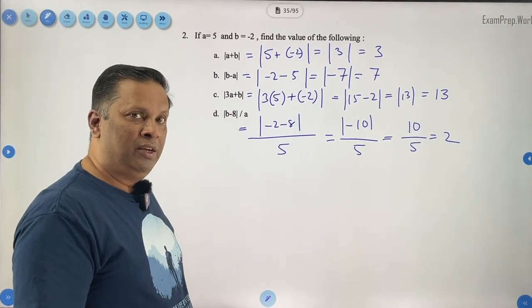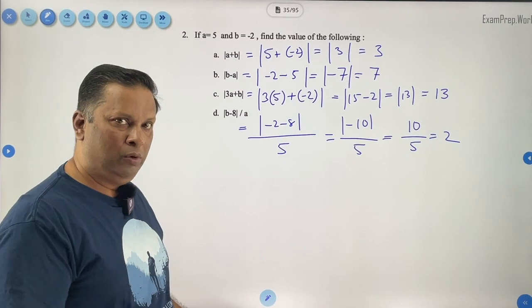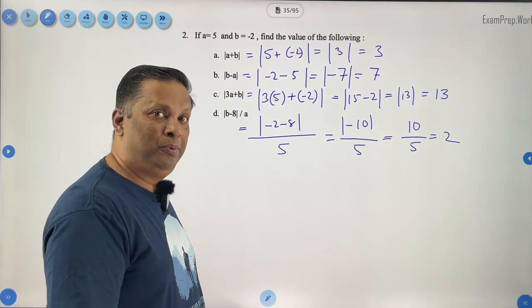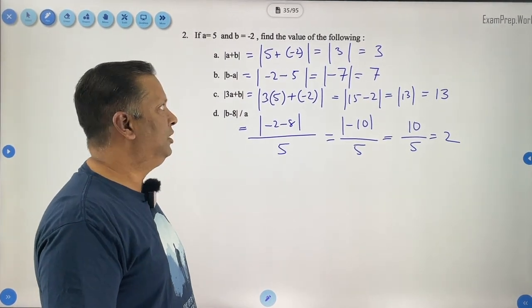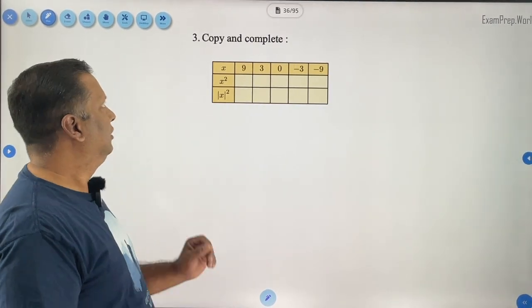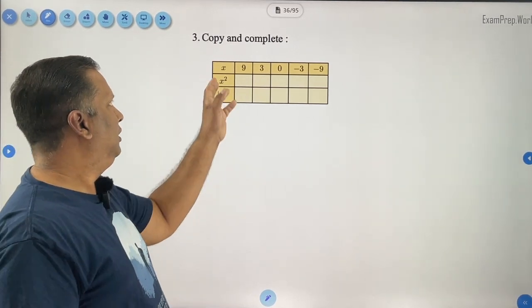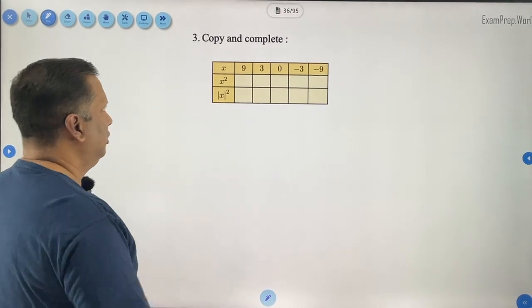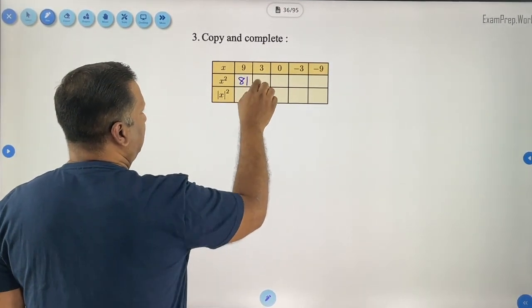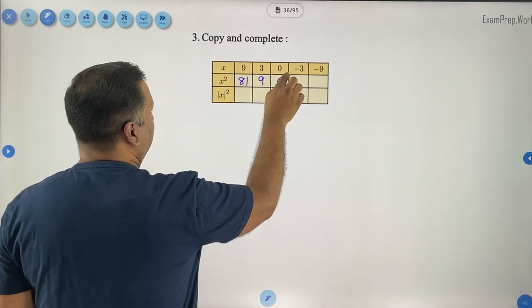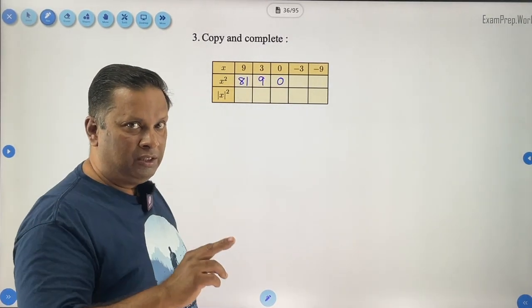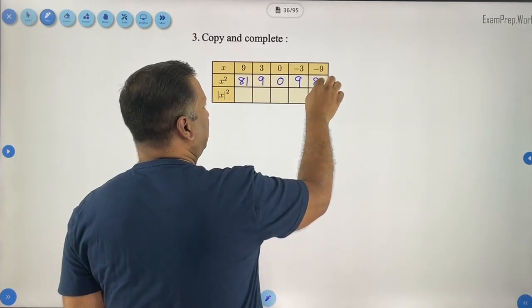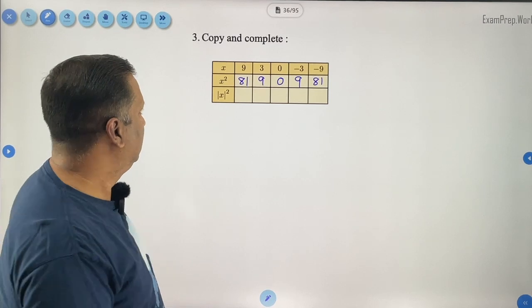So if I am going fast, you can pause the video or you can run it at a slower speed, and if I am going slow, you can run it at a faster speed, because on YouTube you have that facility, right? Let's do next set of questions. Here they have given a table and they have given x values. They want us to put x square values and mod of x square values. So 9 square is 81, 3 square is 9, 0 square is 0, negative 3 whole square, minus 3 times minus 3 is positive 9. And minus 9 whole square is 81, because negative negative is positive.